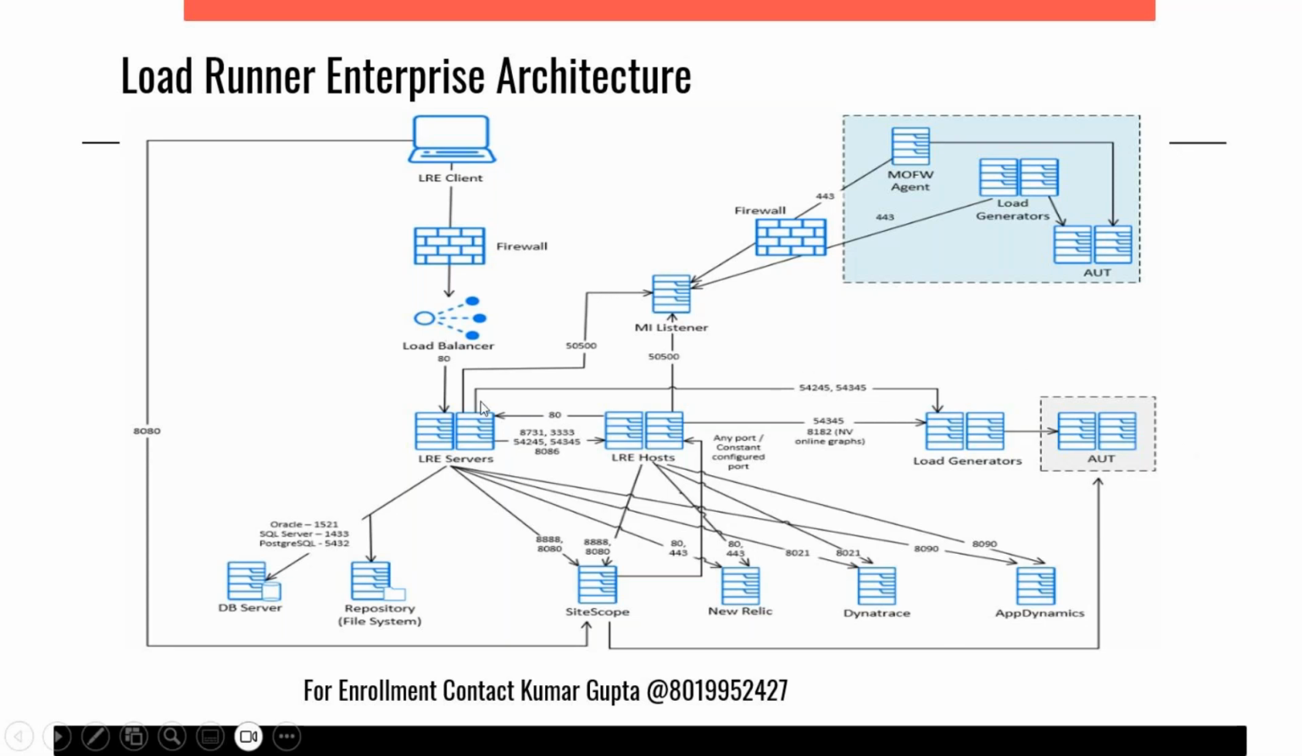But considering that your application is in a separate network, and your LRE server and even the host are in a separate network, then you use this scenario where you will be installing a component called the MI listener over the firewall. You will be allowing some ports to monitor these load test results, and getting back the data to the LRE server.